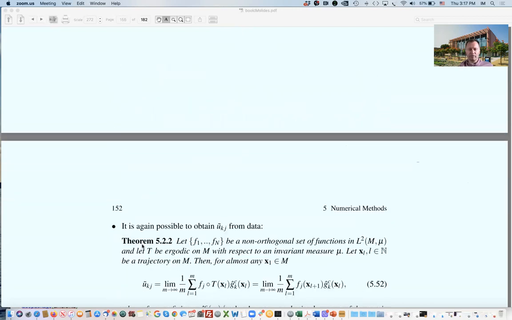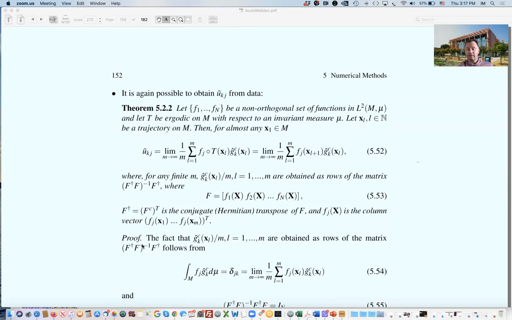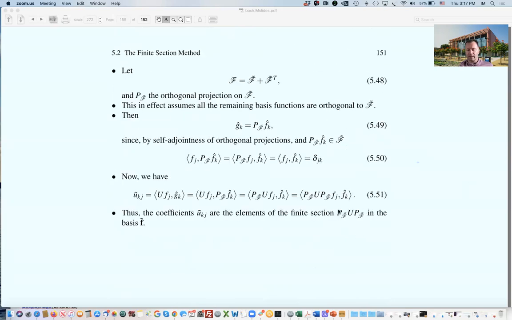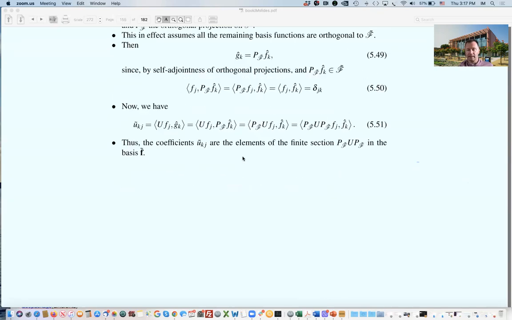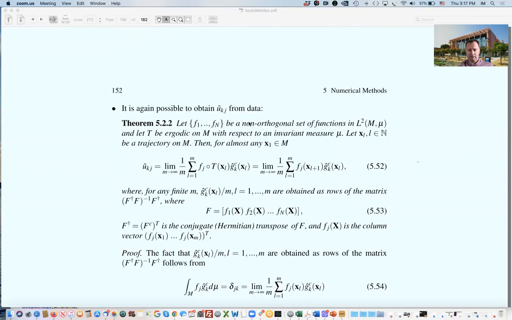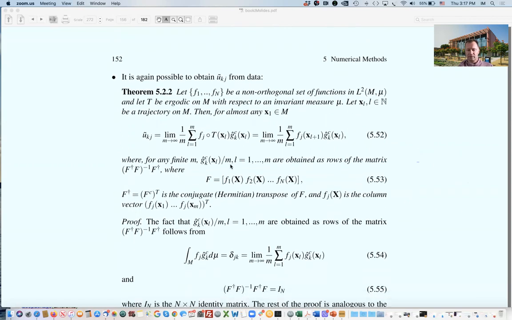Okay, so how do we find those? Again, I don't need to do any integration. I don't need to find these projections, nothing like that. If I assume ergodicity, this theorem tells me, the assumptions are pretty much just like in the previous one, that the coefficients are the limit when m goes to infinity of the same kind of product like last time, except that instead of that f_k complex conjugate, now I have g_k hat complex conjugate. I have the dual vector in the finite dimensional subspace.